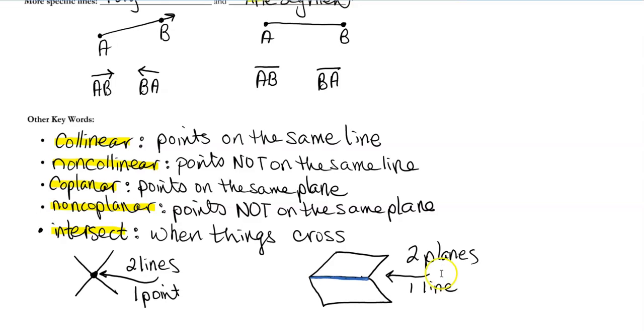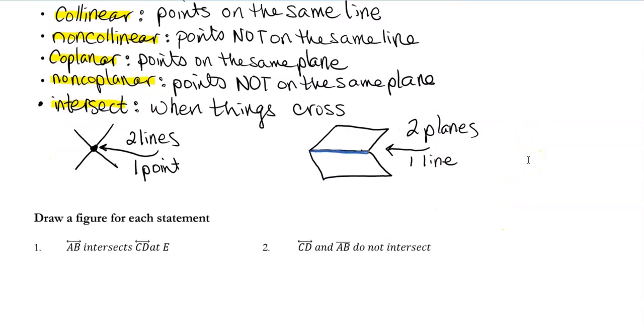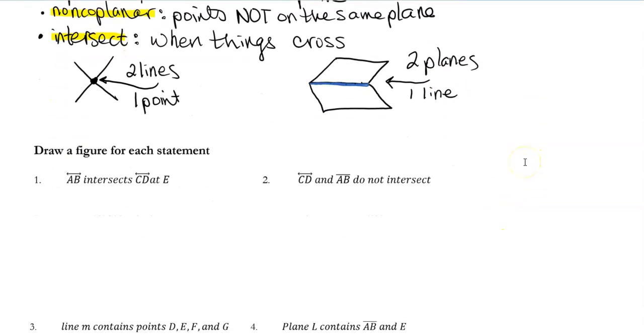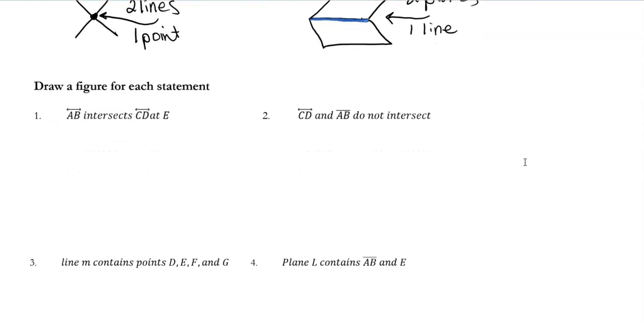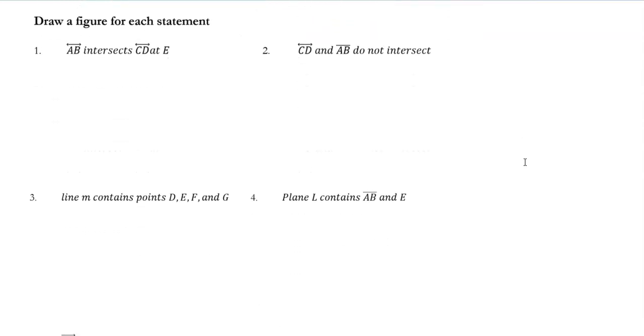All right, so now let's use our vocabulary to draw some pictures. So go ahead and write these problems down, and then we will try and draw pictures for them. Okay, so if you notice right here, it says AB, and you see it has arrows on it. So I'm going to draw that with arrows.